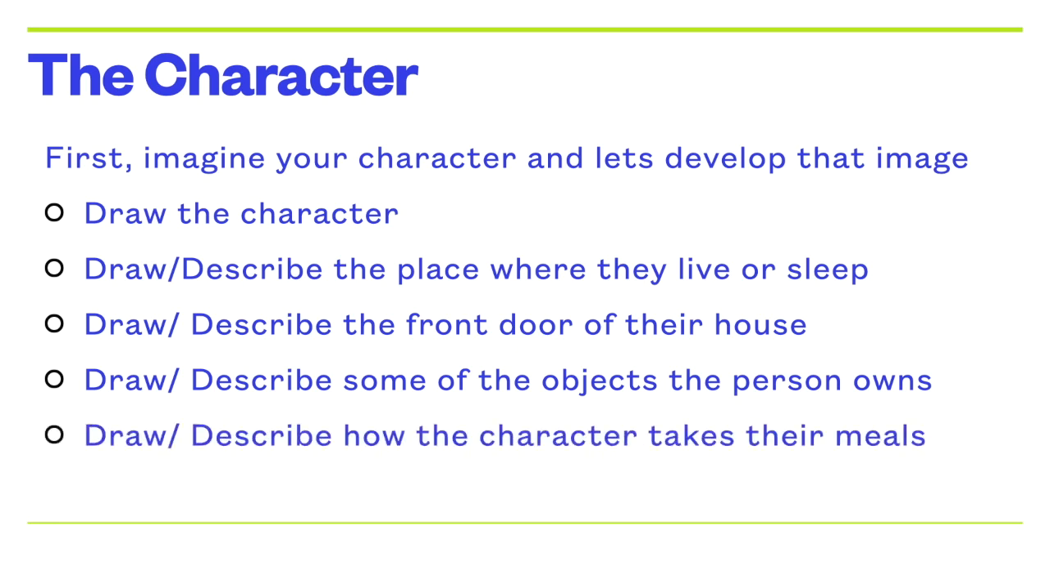And then also it's important to describe how the character takes their meals, right? If I'm describing a dog on the floor, if I throw their food on the floor in a bowl, that's totally different than if I take the dog and I put him near me while I'm eating and I put his food on the table. Like, that's two totally different animals, two totally different characters that are gonna develop, okay?